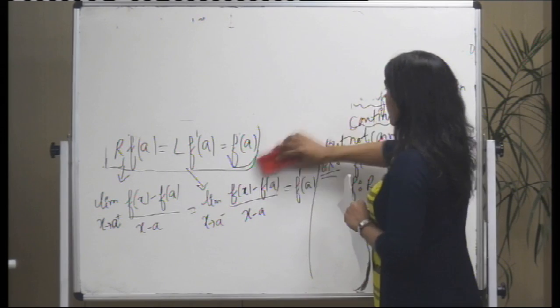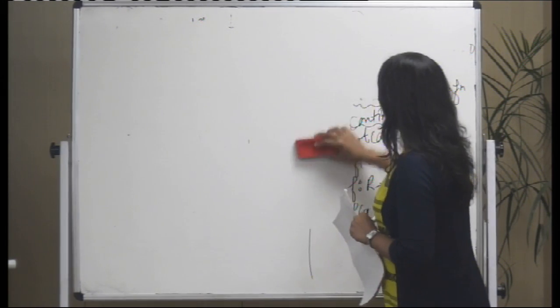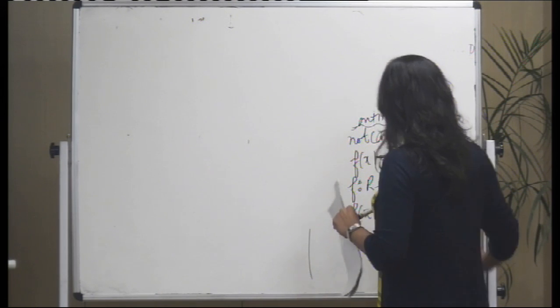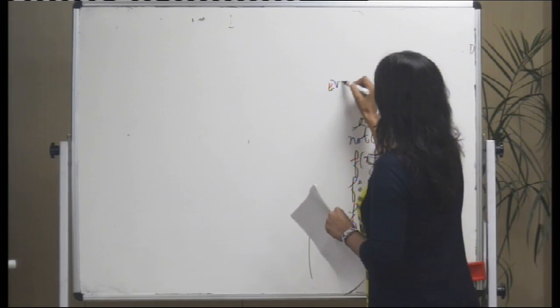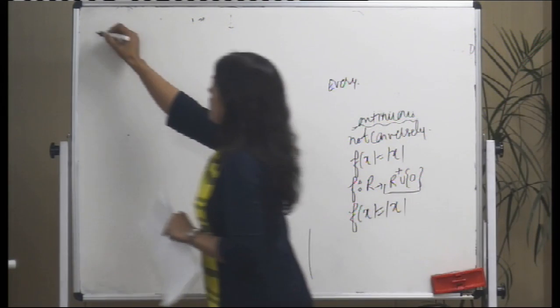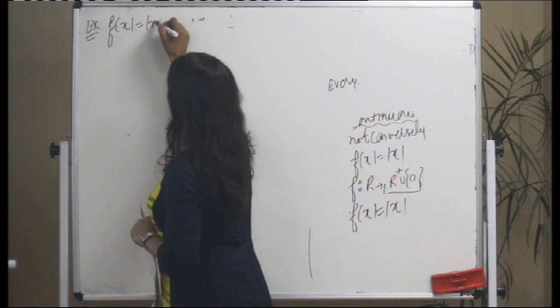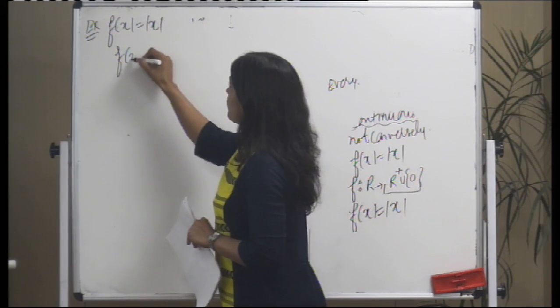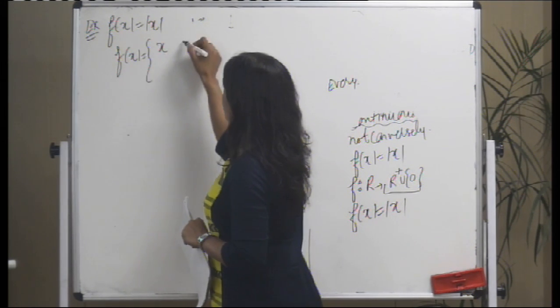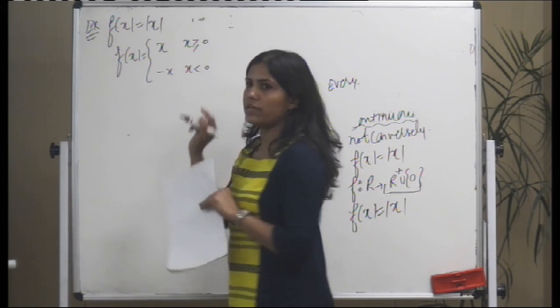Graphically, continuity means a curve without breaks. Differentiability I will tell you. First I just solve this question. So f(x) is mod x. How is f(x) defined? It is x when x is greater than 0, and minus x when x is less than 0.